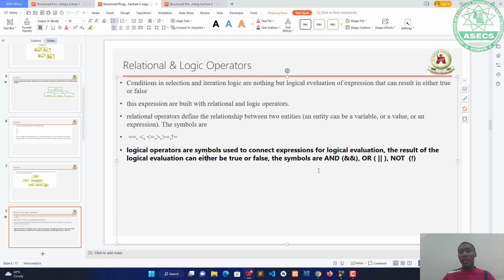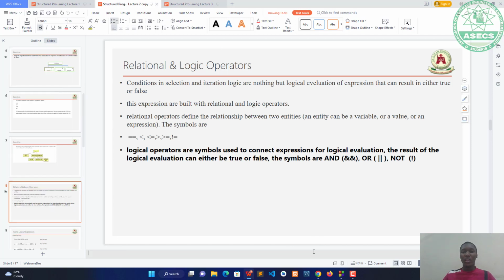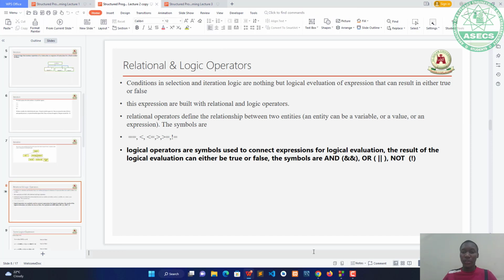So the symbols are and, or, and not. All this we know about them, so I don't even think I have to be explaining more of it. I know it's just like normal logical operators. So in mun tashi aiki da su in practice, then I will use them and I will make sure I explain them. But here I'm not interested in theory. I hate theory.